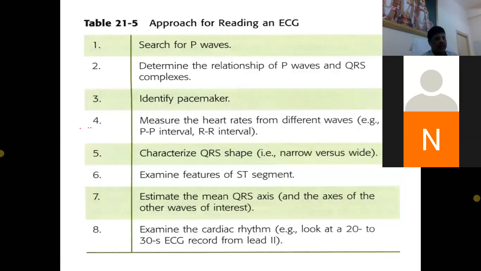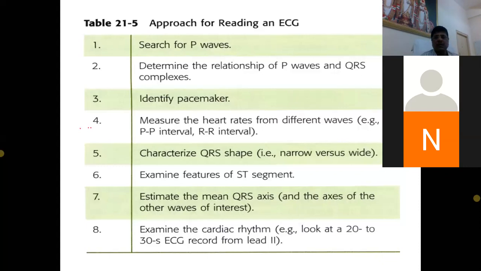Identify the pacemaker of the heart. Most commonly in a normal person, SA node is the pacemaker. But you can have abnormal situations where the AV node is functioning as the pacemaker, or some other part in the heart has taken over as the pacemaker, or there are abnormal ectopic areas of the heart which are functioning as pacemaker. So you have to determine the pacemaker of the heart. And then you have to measure the heart rate, either from the PP interval or the RR interval. I already told you how to look at the RR interval in the slide which was shown before.